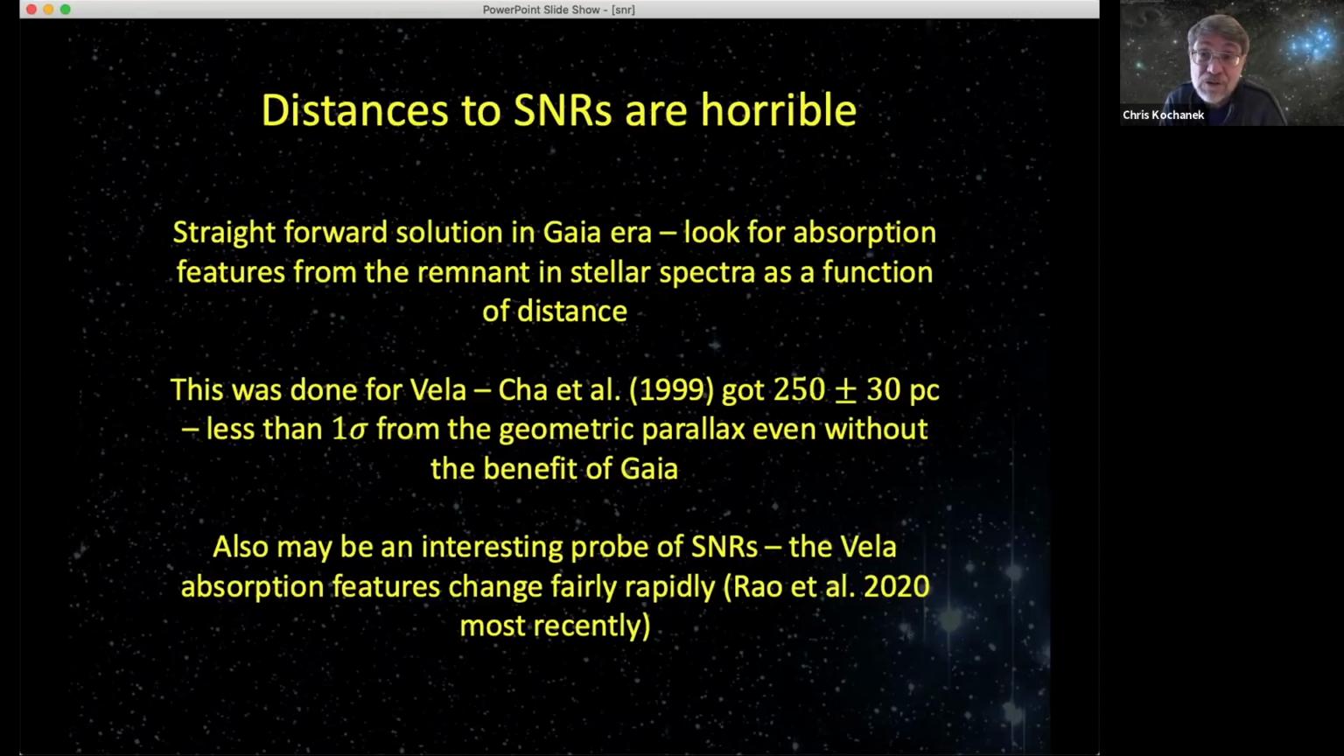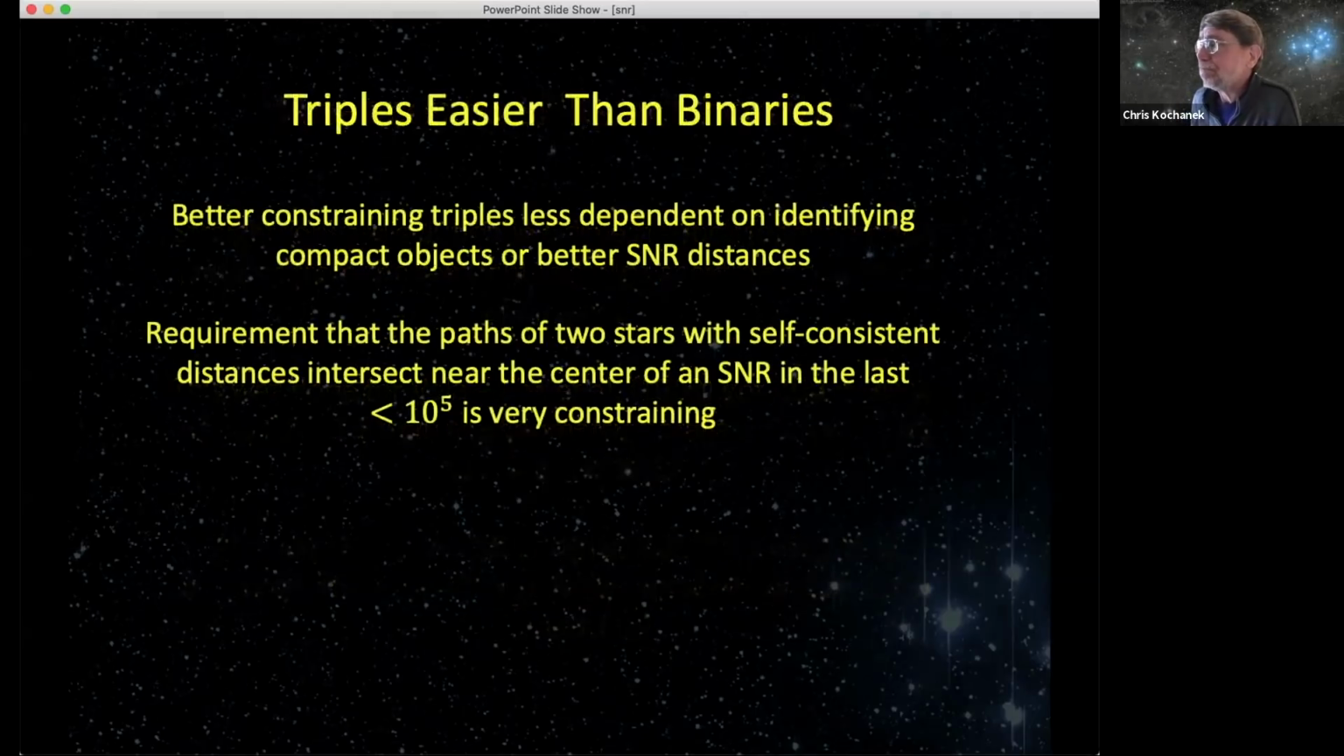It's also interesting that the absorption features in these stars, the high velocity absorption features, change very rapidly. Rao and company have been following them up in the intervening decade, and the structure of the absorption is constantly changing, which might make it an interesting probe of the supernova remnants.